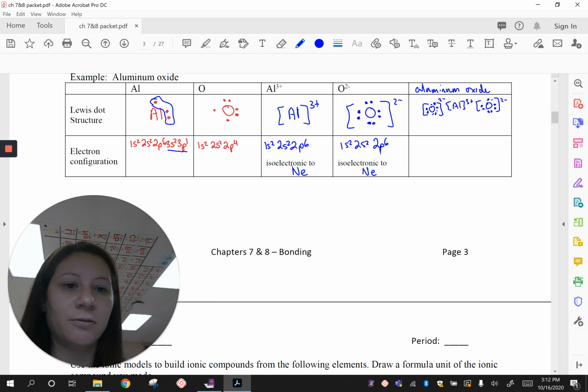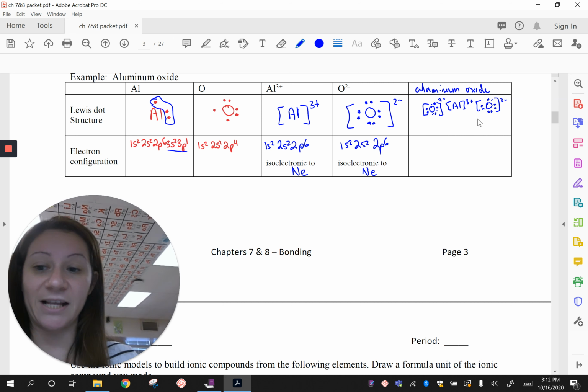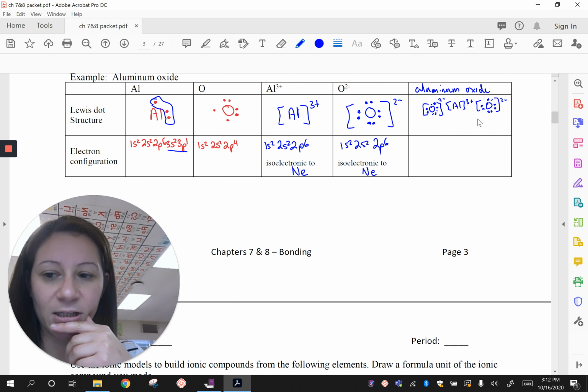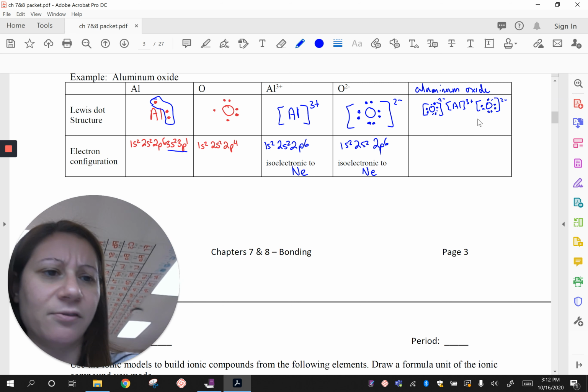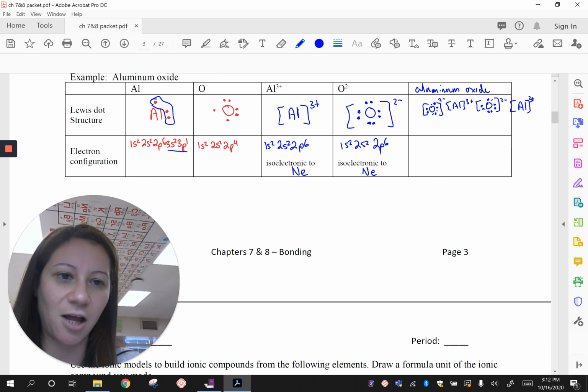And now let's check. Oh, that's still not neutral. That's -4, +3, so that adds up to -1. That's not good. That can't exist. So since it's negative, add 1 more of the positive. So let's add another Al3+. And check. Well, still not neutral.